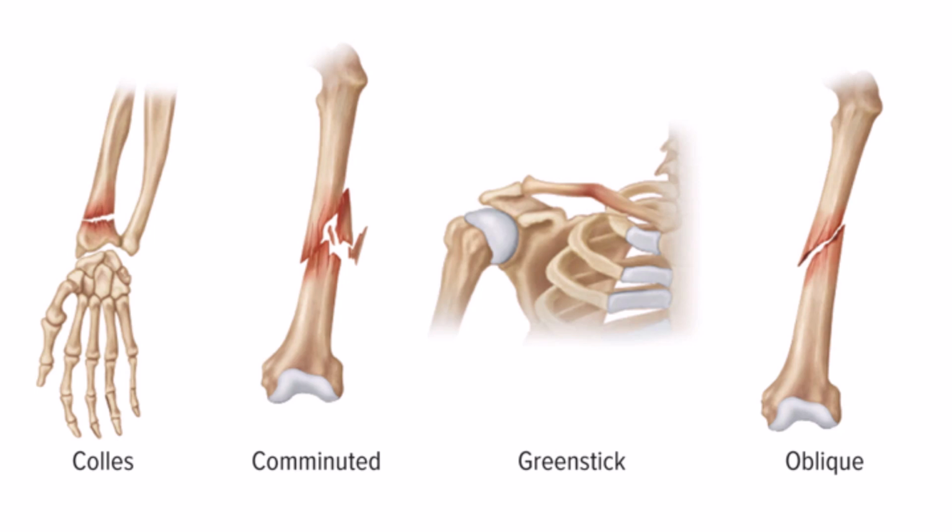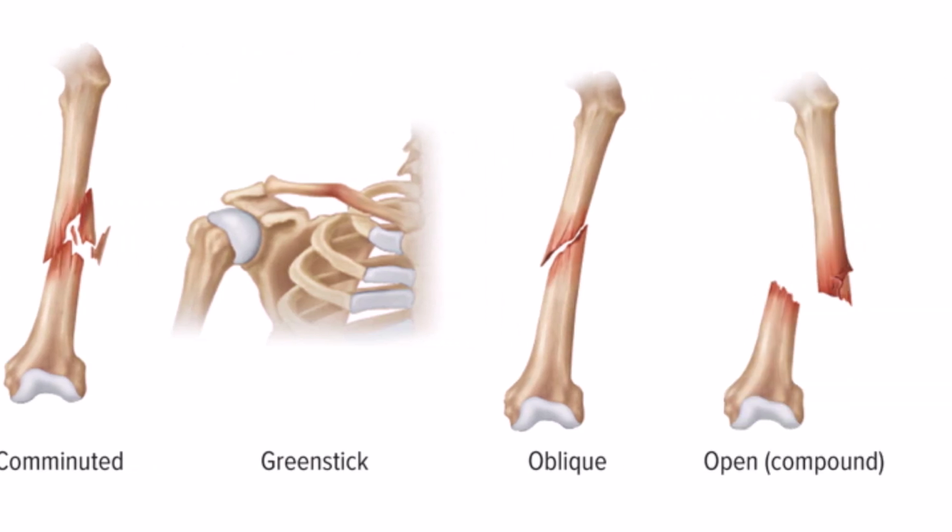Comminuted, as you can see, it's kind of splintered off into each other. Greenstick means the bone is fractured on one side, but not necessarily all the way across. Have you ever tried to take a green stick from a tree and break it in half, and you'll notice part of it splits apart, but some of it stays together? Same concept. Then we have oblique. As you can see, it's a diagonal.